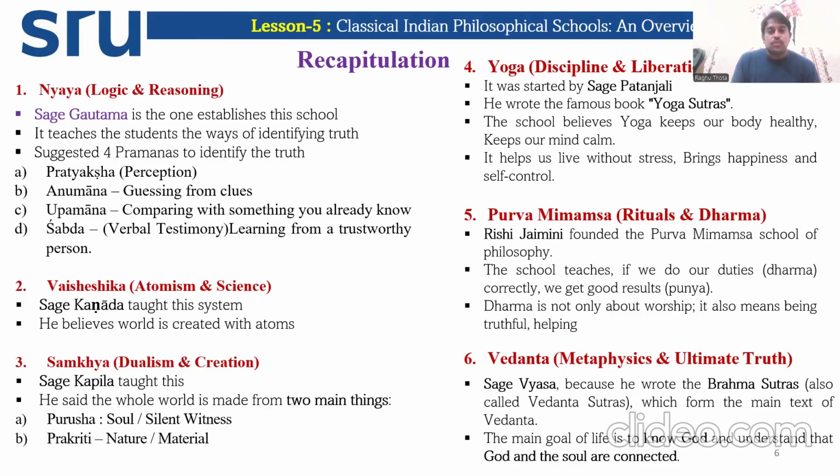And yoga helps us to lead a happy life without having any stress. And you will have self-control. That is what yoga school always tries to teach us. And the fifth school is Purva Mimamsa school. It is a school of rituals and dharma. It was proposed by Rishi Jaimini. The school teaches that if you do our duties, that is nothing but dharma, correctly, we get good results.